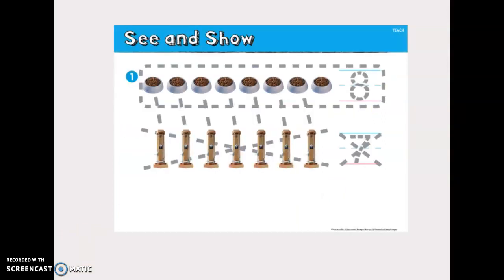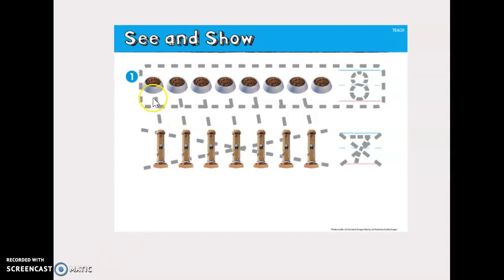Okay, so we're on the second page now of lesson number 8, and we are at the top of the page here where it says See and Show. So it looks like we have to count and draw lines to match objects in one group with objects in the other. Write the numbers. Circle the number and group that is greater than the other. Draw an X on the number and group that is less than the other.